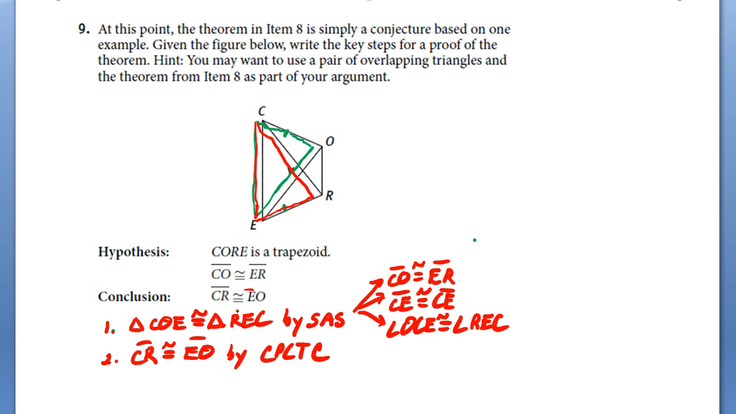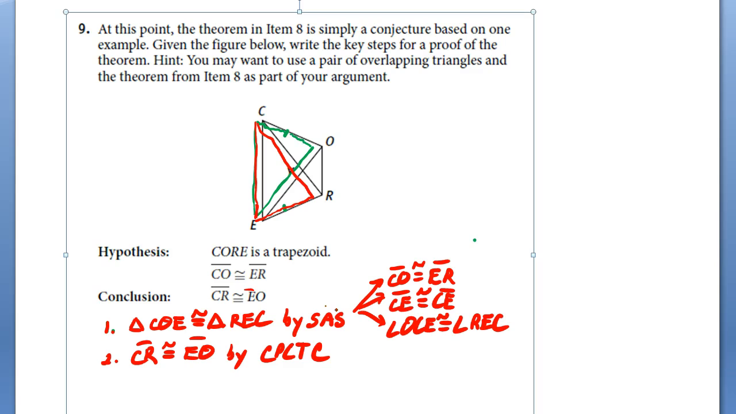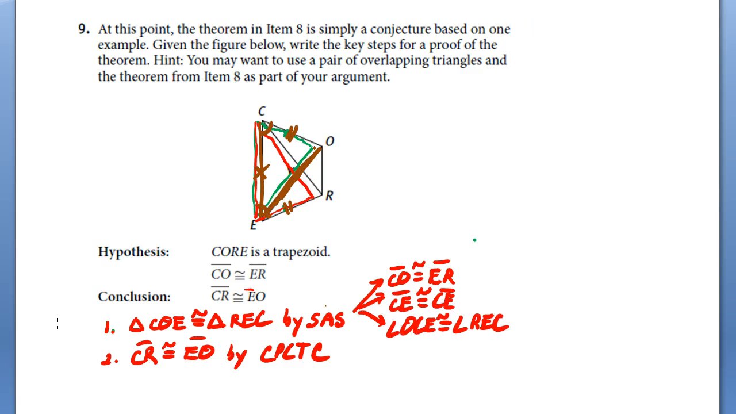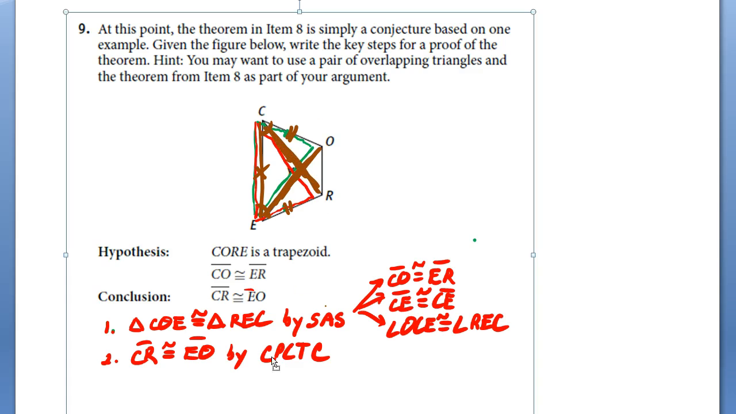Okay, the key steps of showing that the diagonals are congruent are to show that the green triangle is congruent to the red triangle, and we can do that with side angle side. That side is congruent to that side. They share a side, so certainly that's congruent to itself, and we know that that base angle is congruent to that base angle, so side angle side. Once we know that those two triangles are congruent, then we know that that side is the same length as that side, because corresponding parts of congruent triangles are congruent. And this shows that those brown diagonals are congruent to each other.